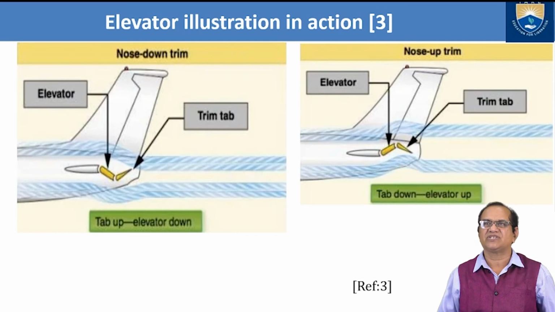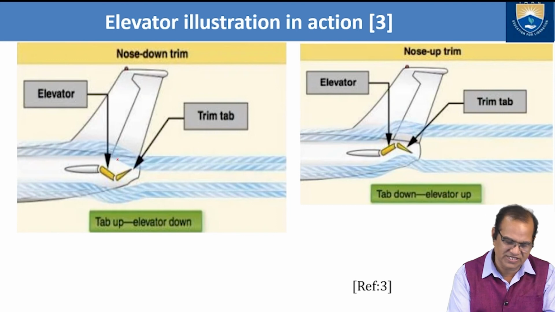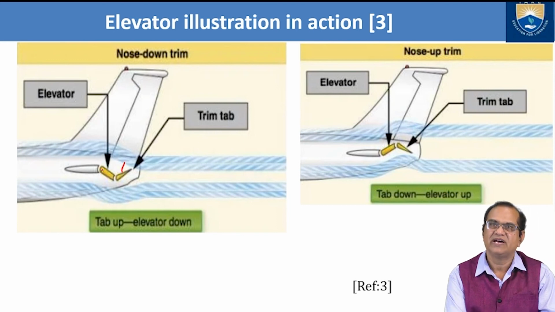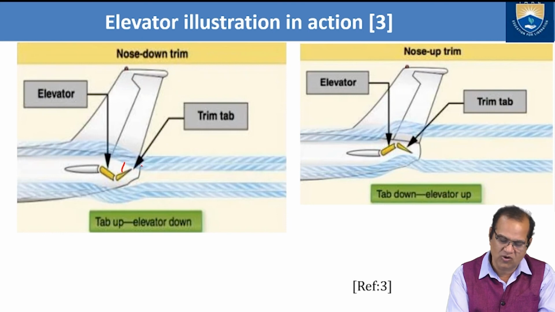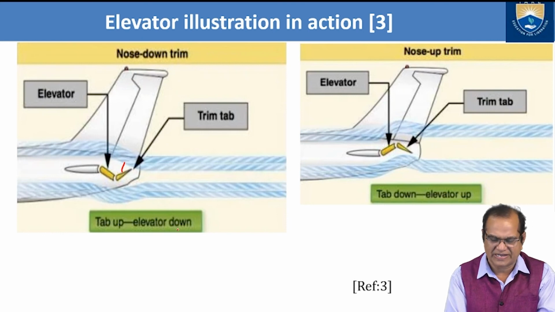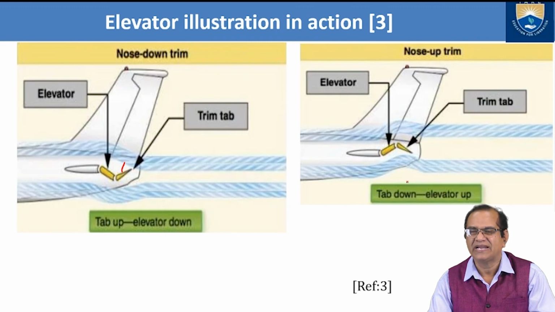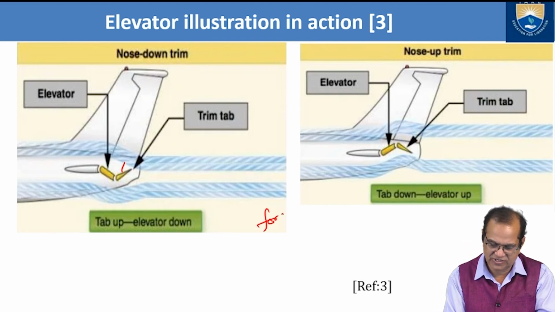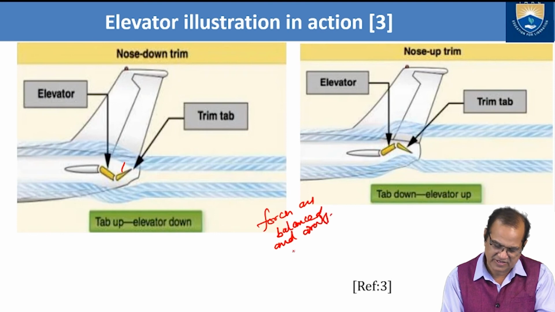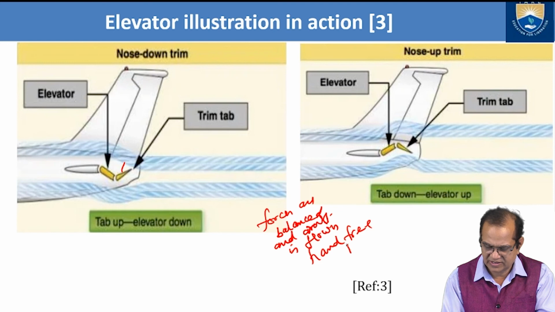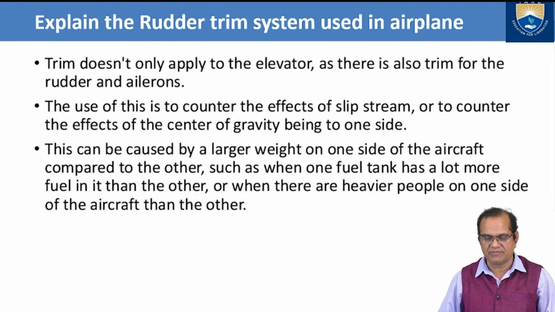Elevator illustration in action. You can see here that the elevator is here and this is the trim tab. If the elevator is going down, the tab goes up; elevator up, tab down. So the forces are balanced, and the aircraft can be flown hands free by the pilot. That is the advantage of this trim tab.